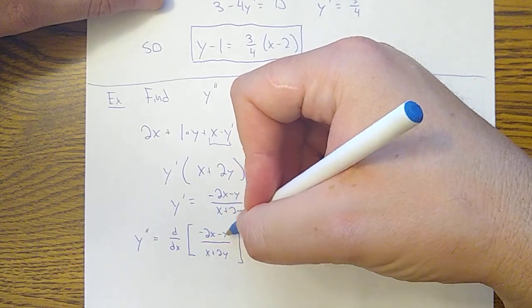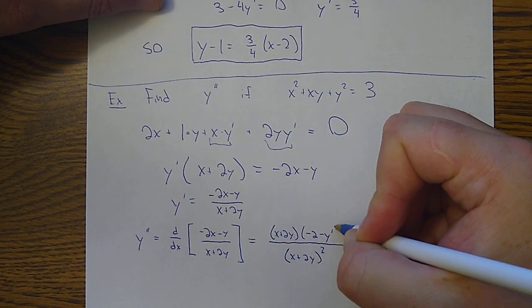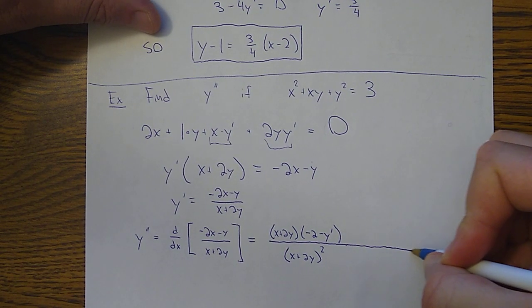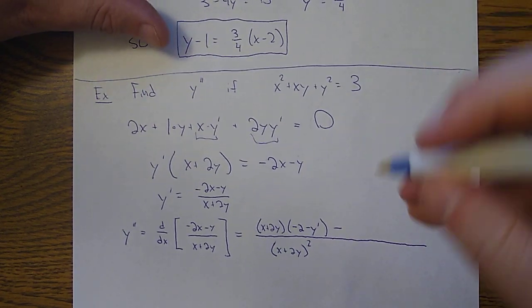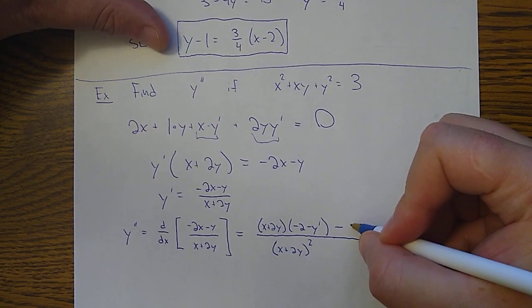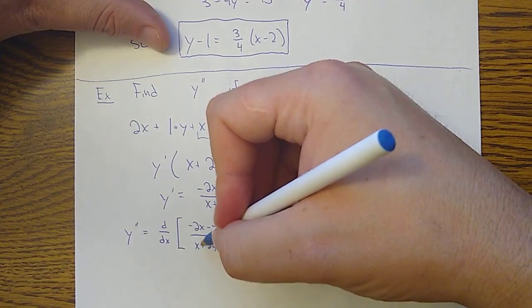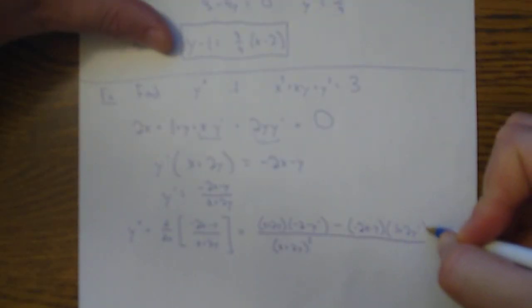So what's the derivative of the top? The derivative of the top would be negative 2 minus y prime, right? And then I'm going to subtract the top times the derivative of the bottom. The derivative of the bottom is 1 plus 2y prime. Right?